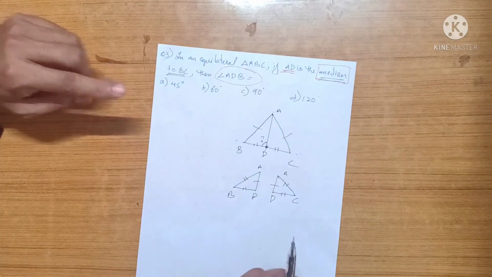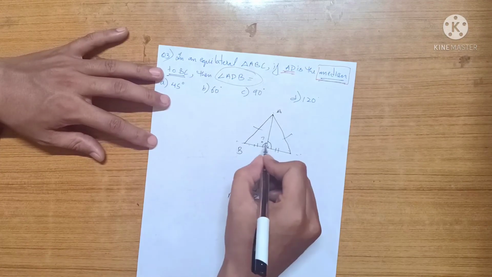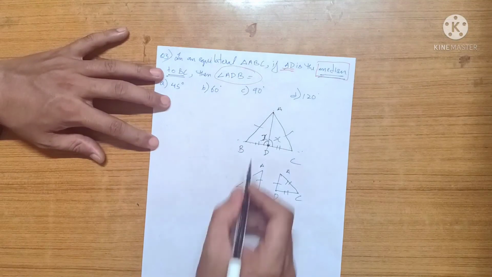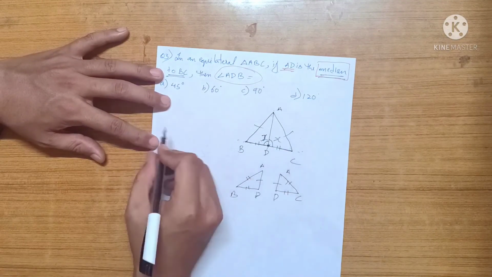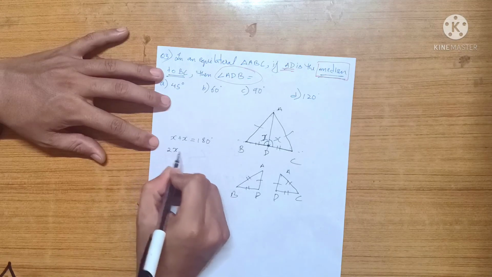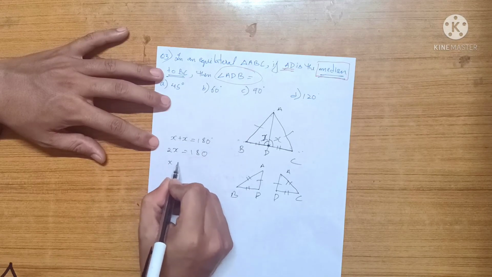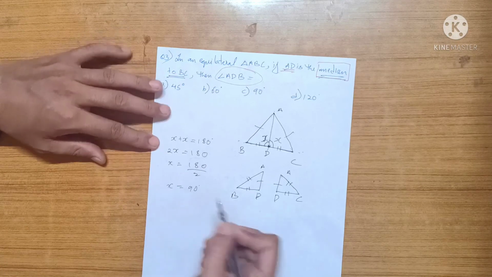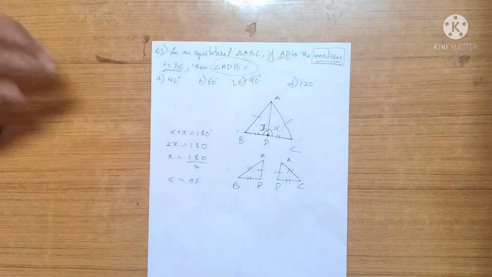If these two are congruent, we know that this angle and this angle should be equal as well. So let's say this is X, this will also be X, and this is a straight line. In a straight line, the sum of the angles will always be 180 degrees. So 2x equal to 180 degrees, x equal to 180 divided by 2, which is 90 degrees. So that is the correct answer.